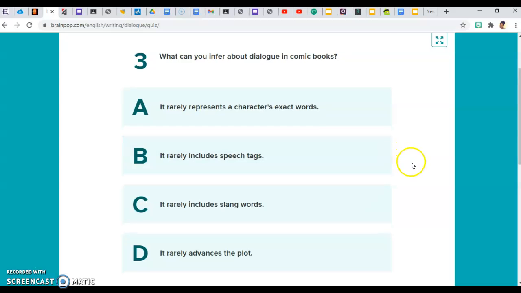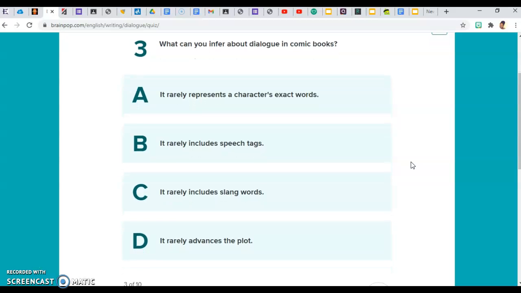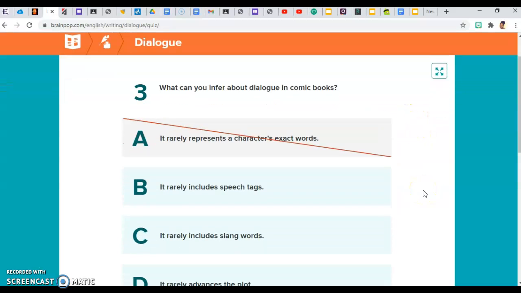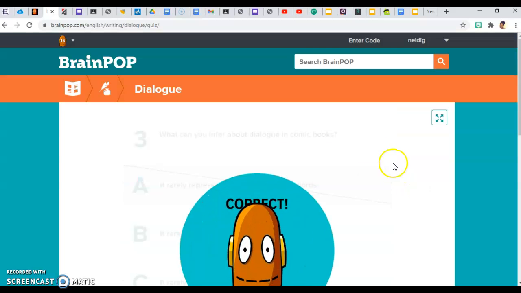Number three. What can you infer about dialogue in comic books? Remember, an inference is an educated guess. A. It rarely represents the character's exact words. B. It rarely includes speech tags. C. It rarely includes slang words. Or D. It rarely advances the plot. Rarely means almost never. Starting with A. Not our answer. B is the correct answer.